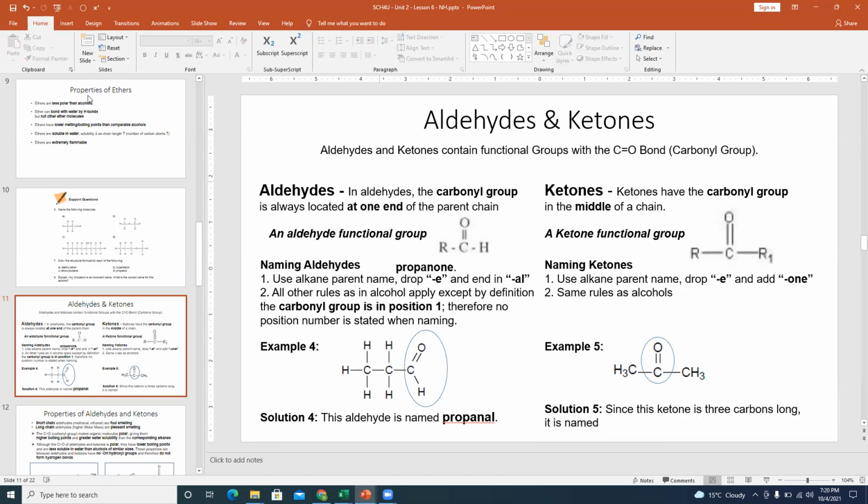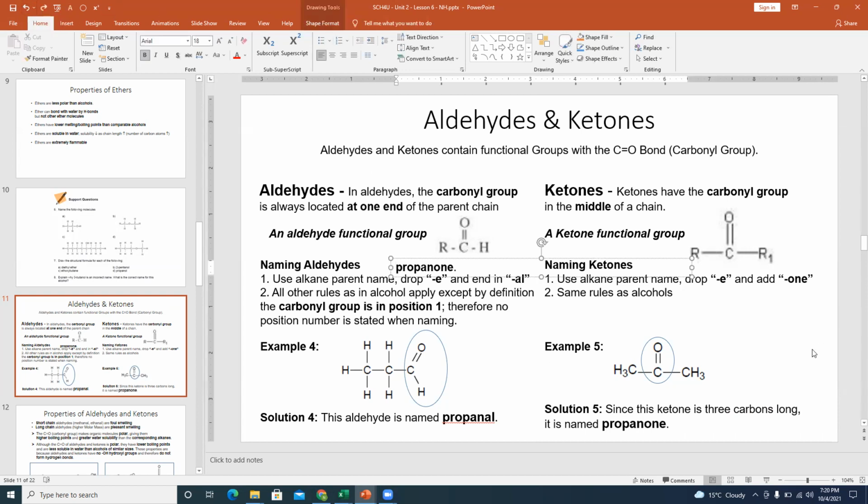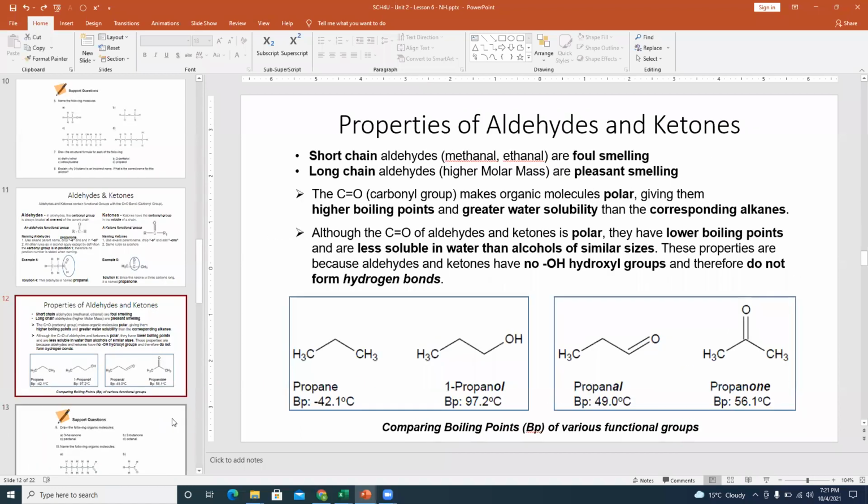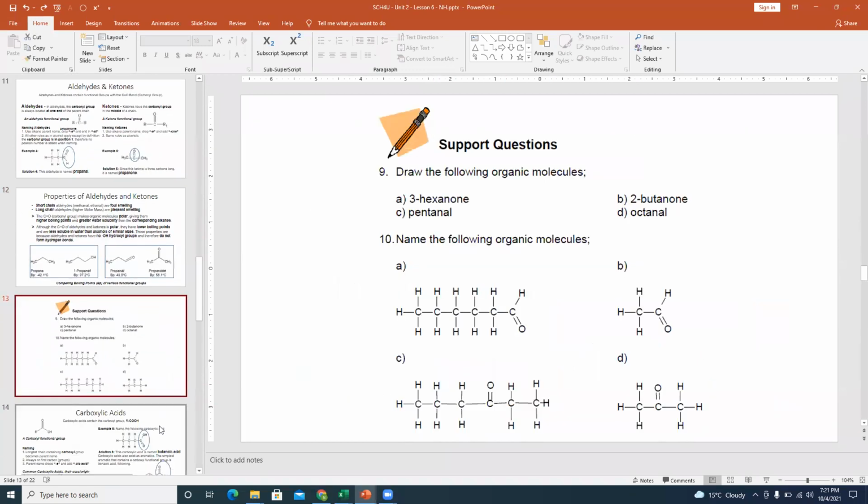And the way you name them is you just count how many carbons you have. If you have 3, if you have 4, if you have 5, it would be a pent-, and it would be a pentanal or a pentanone. Those would be examples of how you would name aldehydes and ketones. Very, very straightforward, very easy. And we talked a little bit about the properties of these. I won't go over these again. You can review those yourselves.